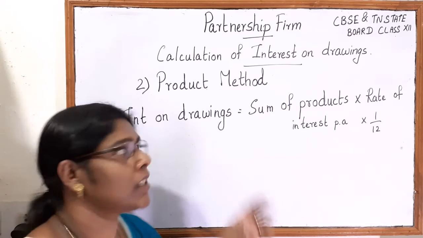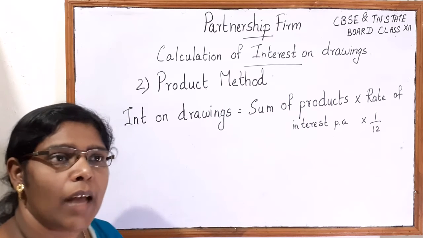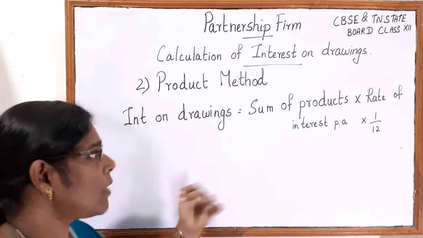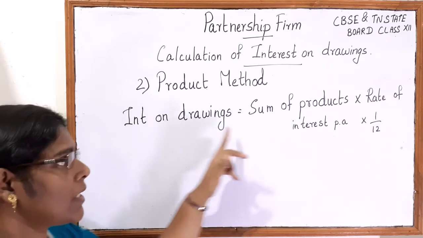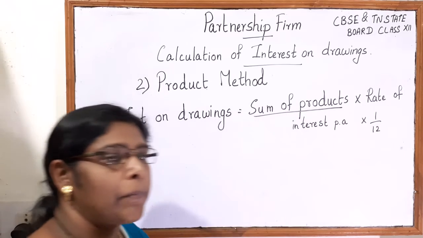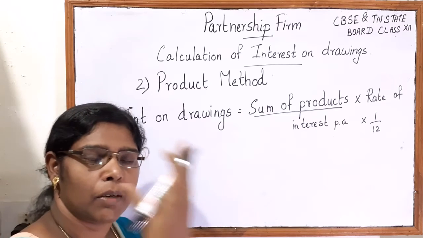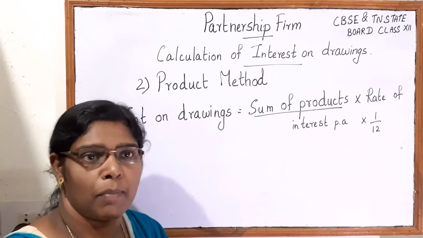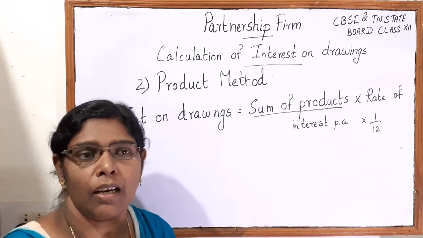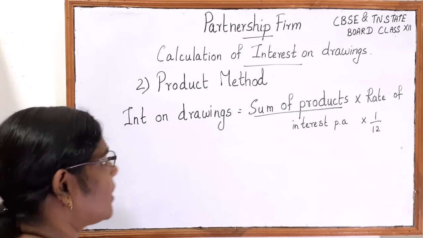The second method is the product method. What do you mean by product method? Actually this method can be used as an alternative for the direct method. Let's see what it is. Interest on drawings is equal to sum of products. Here the amount withdrawn is multiplied with the number of months it is withdrawn, and when there are multiple withdrawals, we add them. I'll just give you an example.